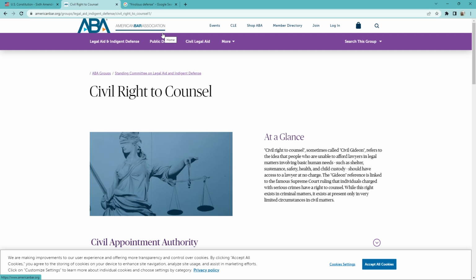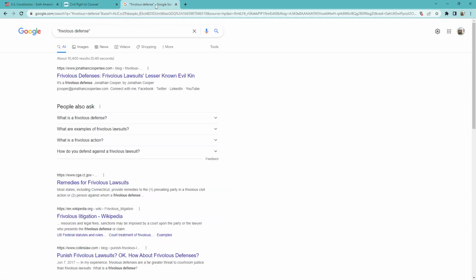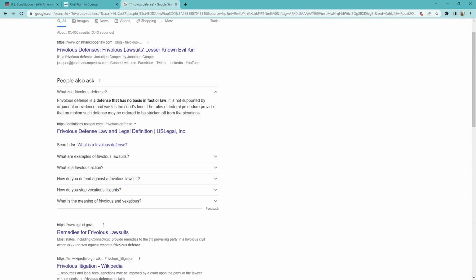the third common myth is there's no such thing as a frivolous defense. And since the myth is that something doesn't exist, we're just going to Google it, right? See if Google knows of its existence. And it does. So Jonathan Cooper Law has an article on frivolous defense and some frivolous lawsuits. What is a frivolous defense? Frivolous defense is defense that has no basis in fact or law.